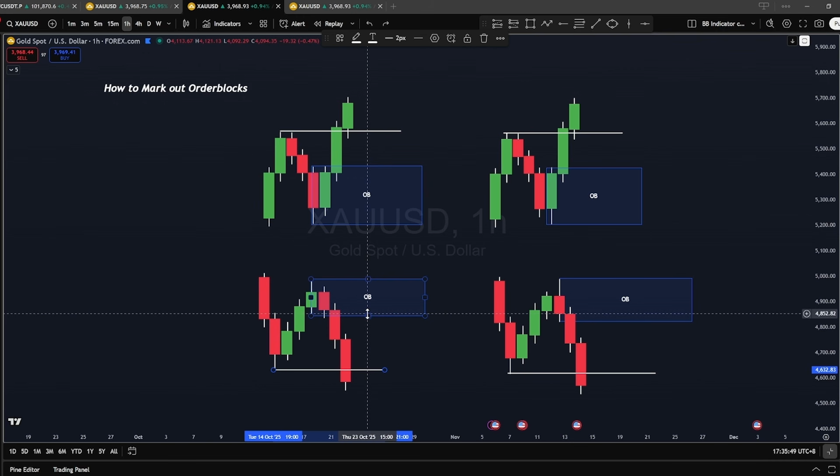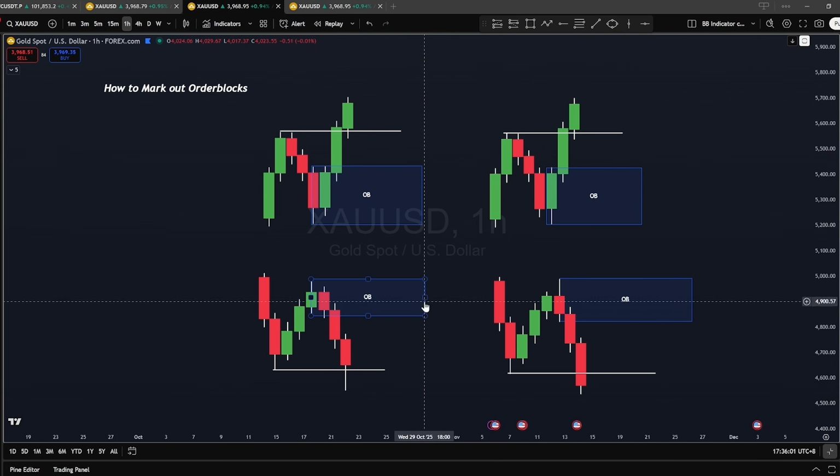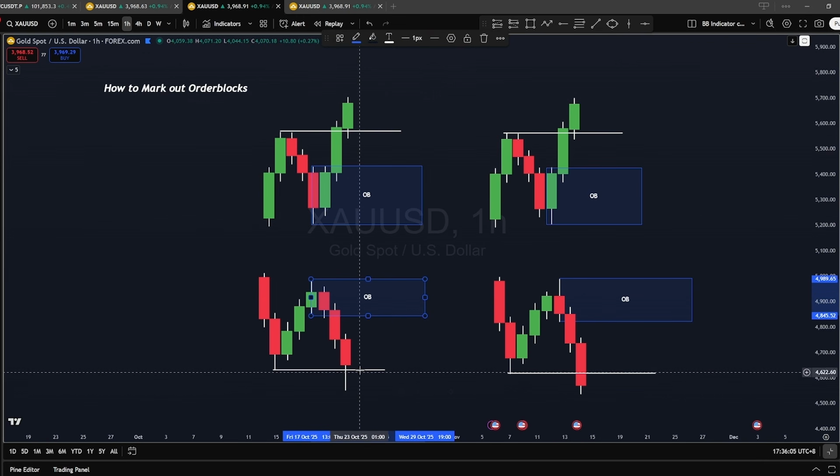Like this. Now, some of you here may be asking this question: Nick, what happens if price creates a wick like this? Is this going to be considered an order block? The answer is yes. Why? Because you have created a lower low. You have broken structure with a wick. It is still broken structure.